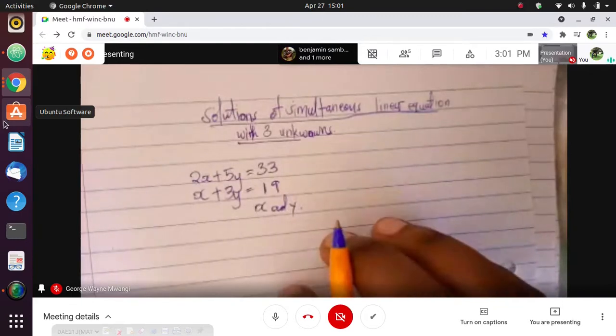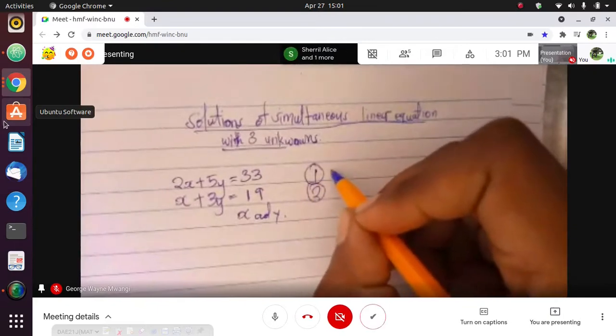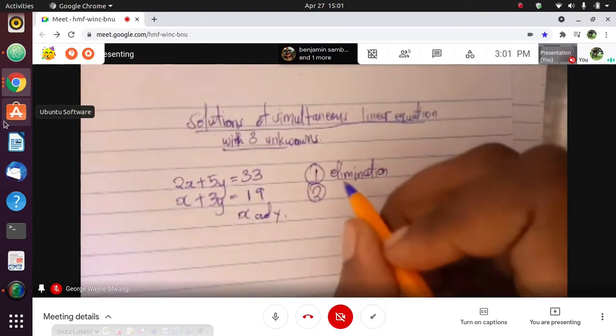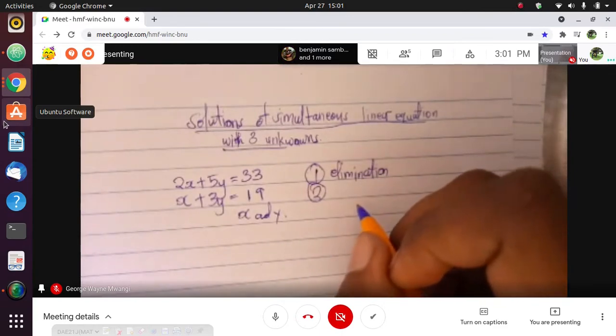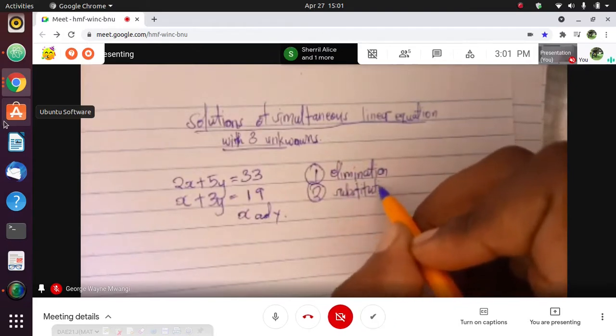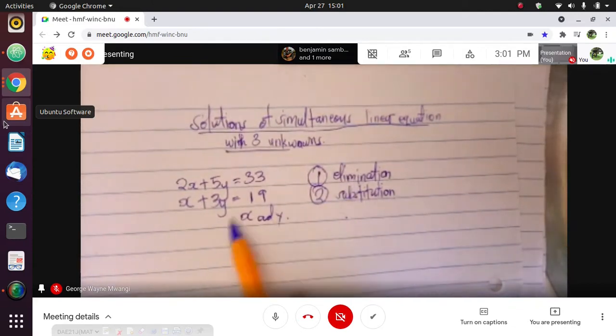Now, when solving simultaneous equations, we can use two major methods. The first one is we can solve for x and y through elimination, which is the common one that we are used to. Or we can solve for the variables by the method of substitution. We are going to look at both of them today and see how we can solve a system of equations with only two variables, and then we'll go into a system of equations with three variables.